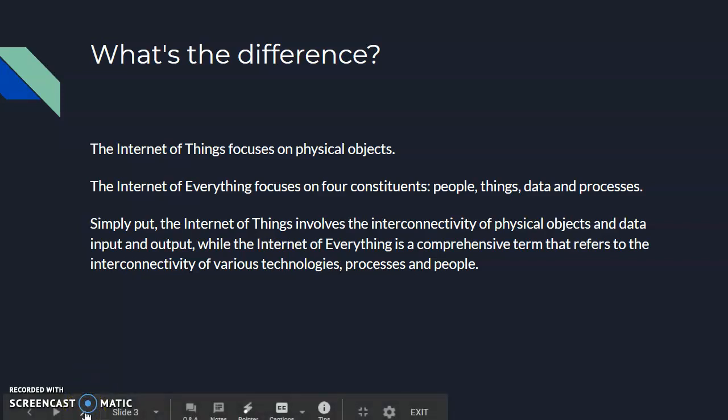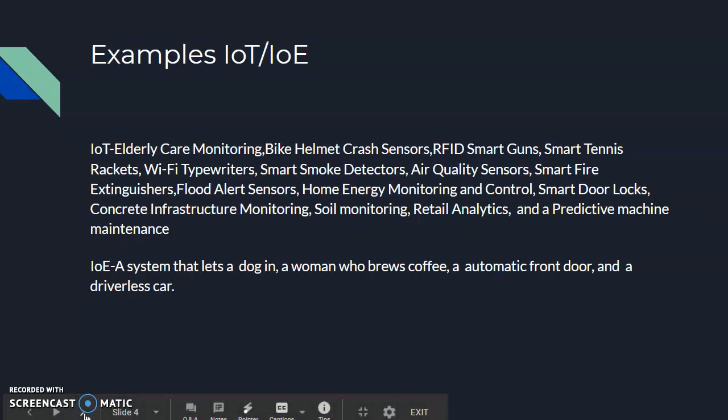As we look at some examples, these examples I have will show why in a second. Examples of IoT would be elderly care monitoring, soil monitoring, concrete infrastructure monitoring, smart door locks, predictive machine maintenance, smart fire extinguishers, smart detectors, and etc. Examples of IoE would be a system that lets a dog in, a woman who brews her coffee, an automatic front door, and a driverless car.